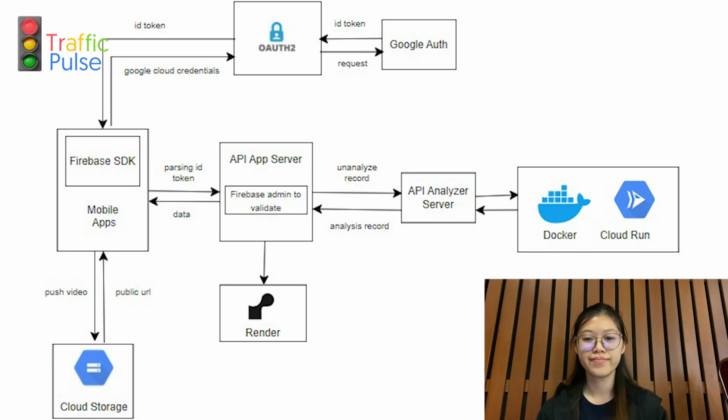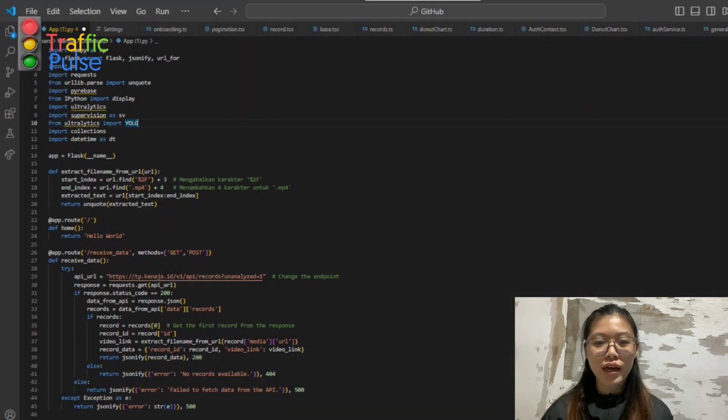Thank you. So this is how AI works in Traffic Pulse to detect vehicles or objects. First of all, we have to import all the libraries: Firebase, Ultralytics, and so on. And this is the API. It tells Flask to use the current Python, and we have to extract the file name from the URL by cutting at the percent-2F in the start index and adding .mp4 at the end.